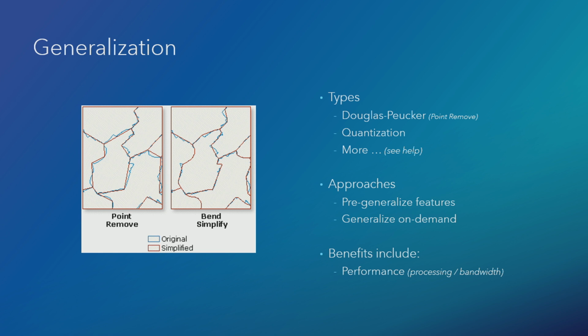So there's lots of different ways that we use generalization within the software today. And when you're building your custom applications, you also need to keep this in mind so that you're not publishing things you don't need to, or you're generalizing on the fly. And we'll talk about how we're doing that within some of these newer service types as well. So keep those concepts in the back of your mind, and let's dig into some of the services.